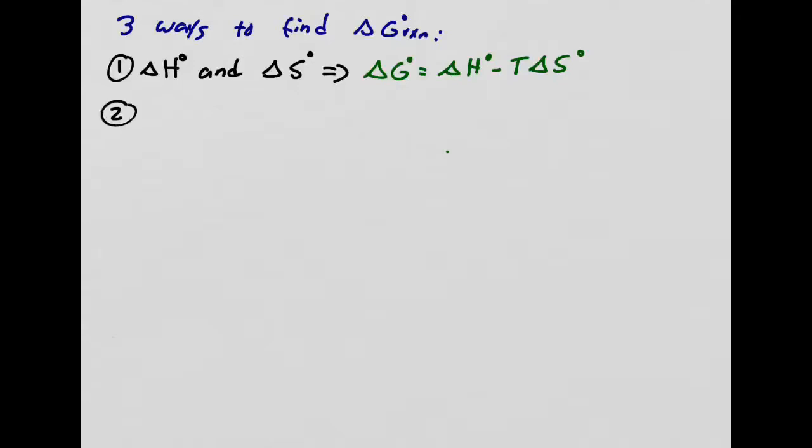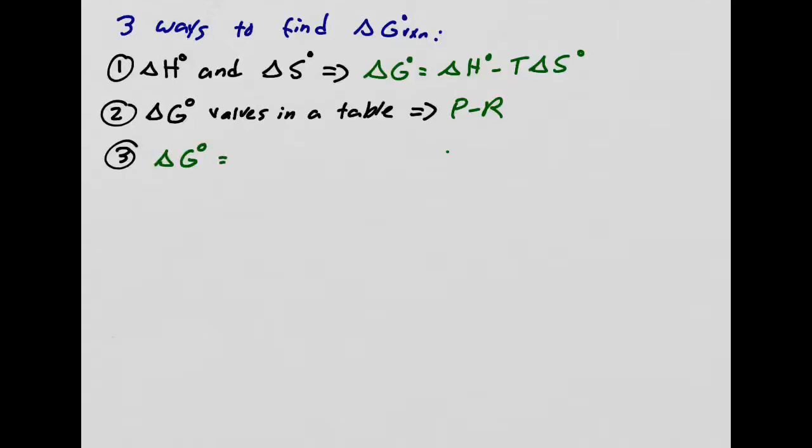Now, another way to figure out a delta G, if you can figure out the delta G values in a table, take them from a table, and then what you would do, what we've done before, product minus reactant. We've done those many times. The first 2 you know. Now the third way to figure out delta G is a new one we haven't talked about. Delta G equals minus RT ln of K equilibrium.